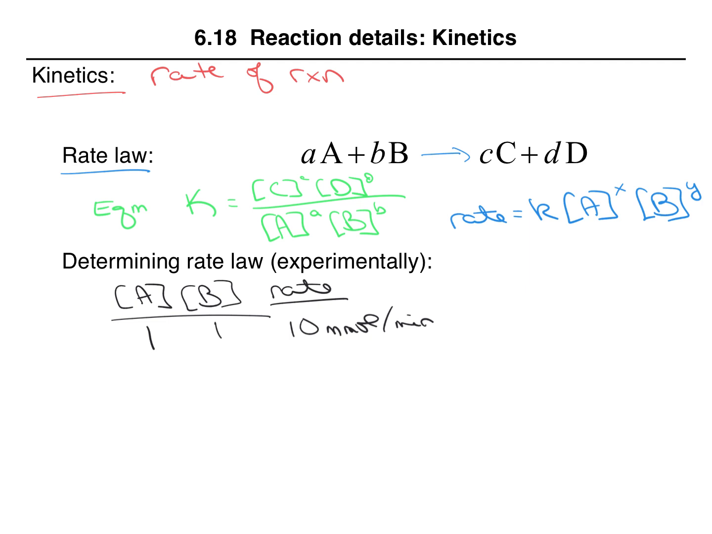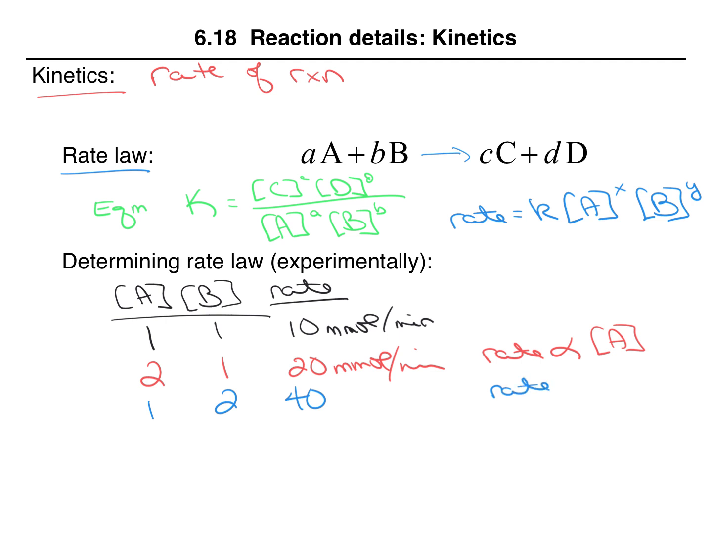Now we can repeat the reaction, and maybe this time we double the concentration of A and hold the concentration of B constant, and what we measure is a rate of 20 millimoles per minute. Well, that tells us that the rate is proportional to the concentration of A. We could go back to the original concentration of A and double the concentration of B, and maybe this time we measure a rate of 40 millimoles per minute. Well, this tells us that the rate for this made-up reaction is proportional to the concentration of B squared.